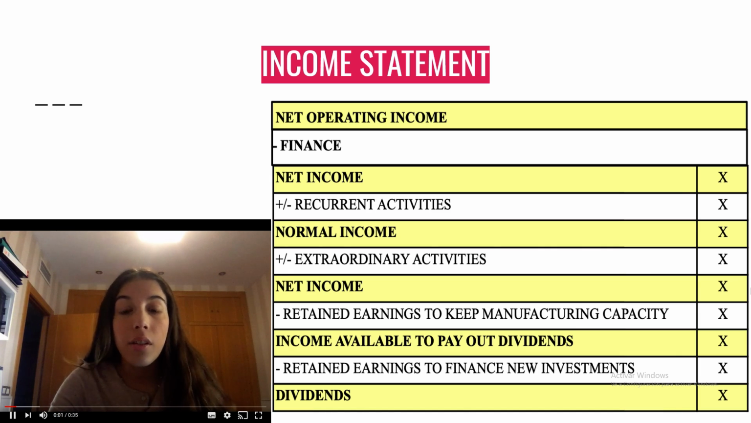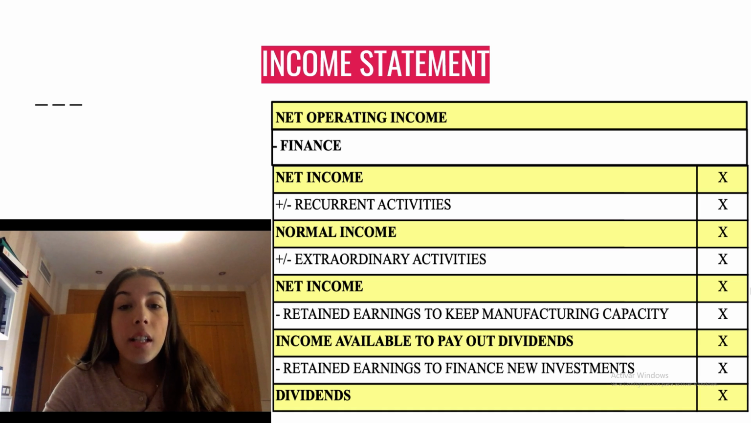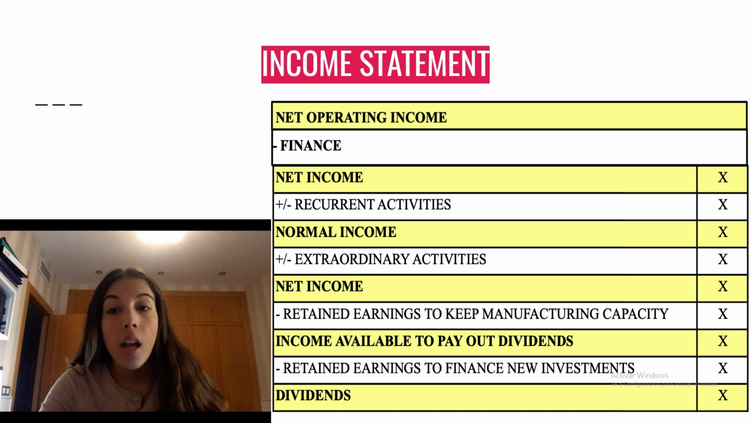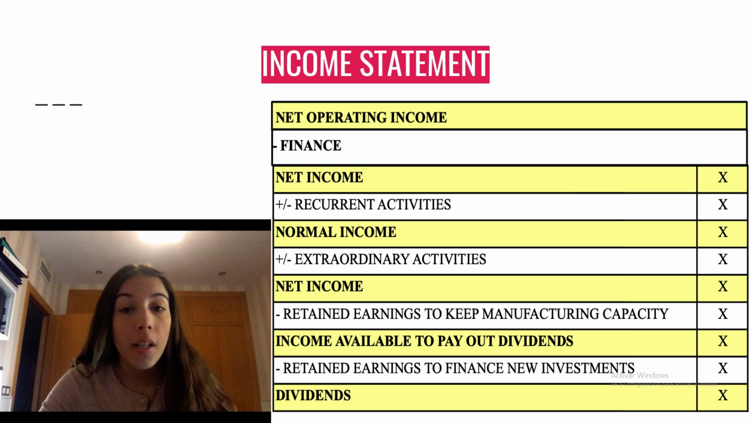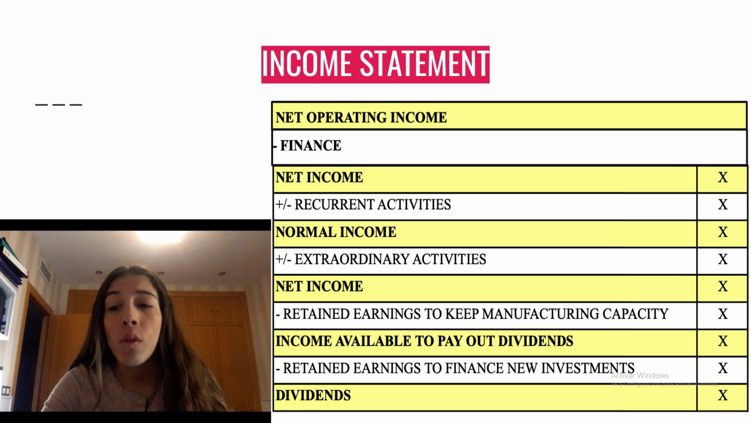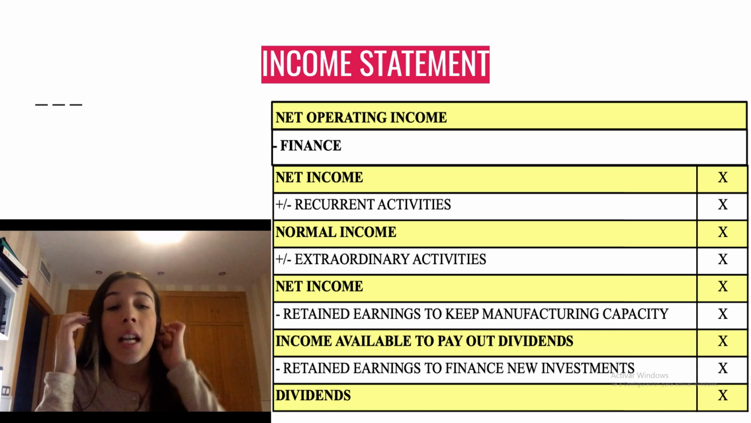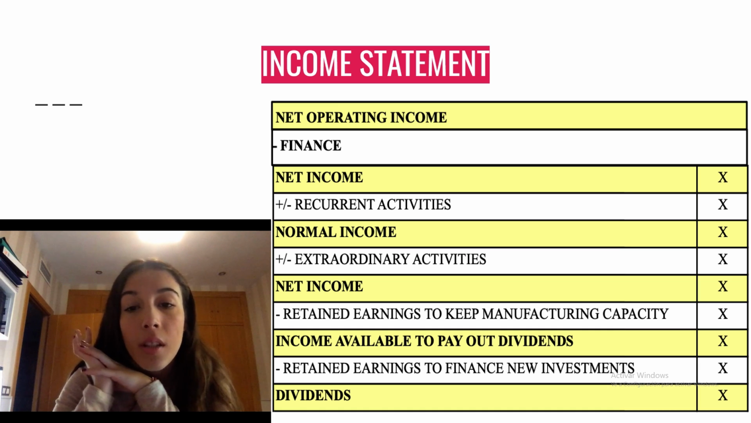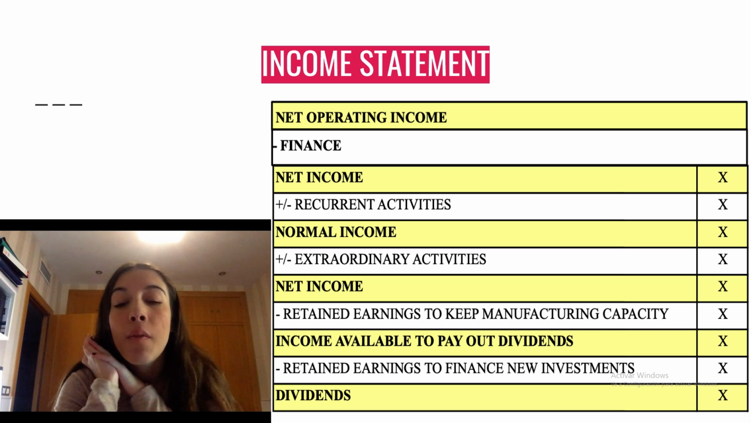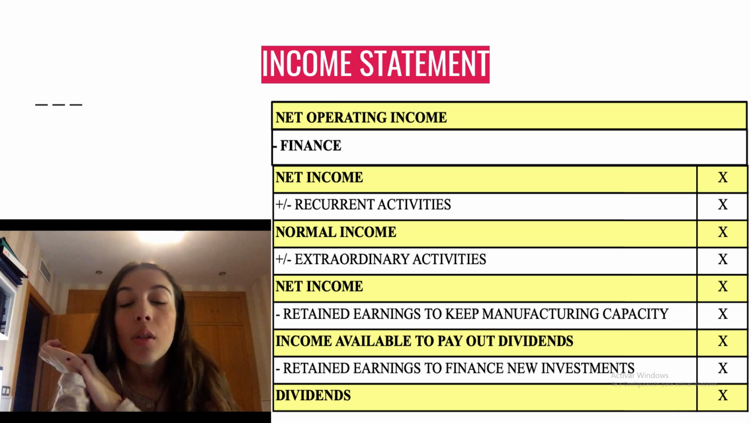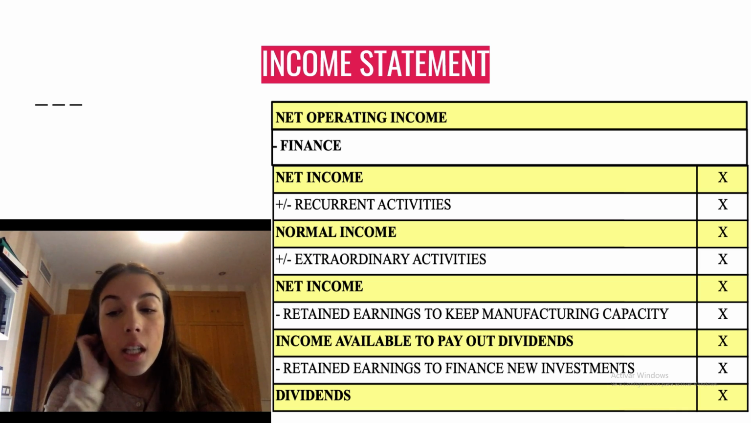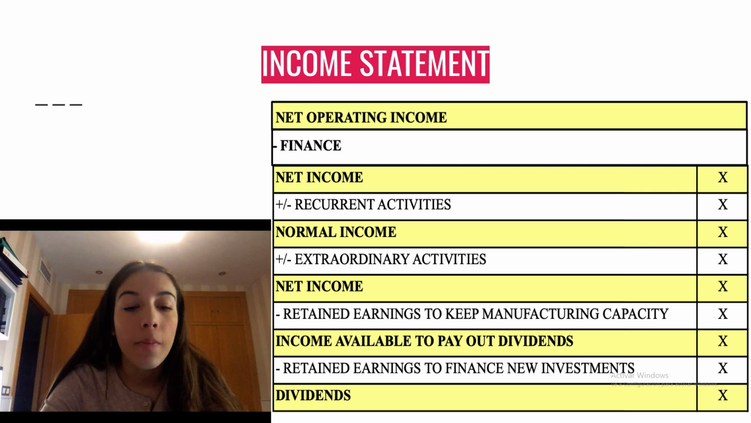Then finally, in order to have losses and profits calculated in financial accounting coincide with the results balance of management accounting, this following table should be made. So we have then the net operating income, which is the one we had in the last table, minus the finance cost, and then we obtain the net income, which is what we're looking for in the income statement. So plus minus recurrent activities, normal income, and then finally dividends, which is the result we want to obtain in the final step.